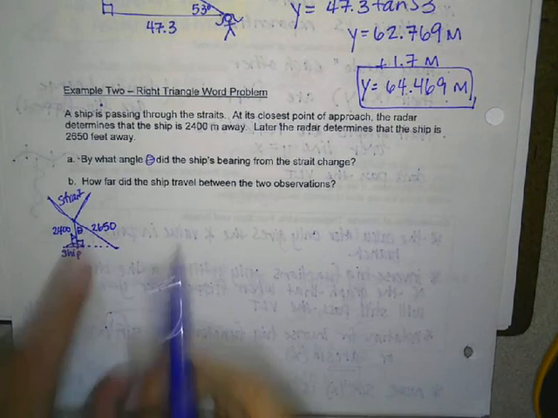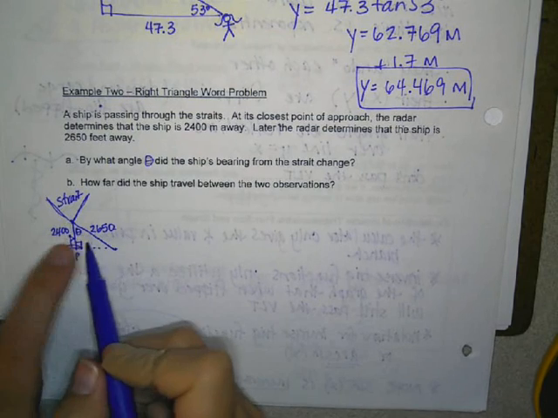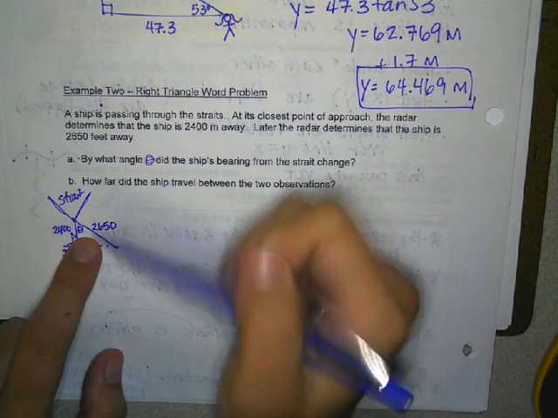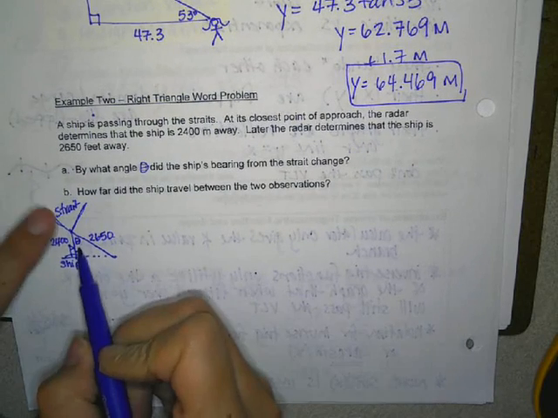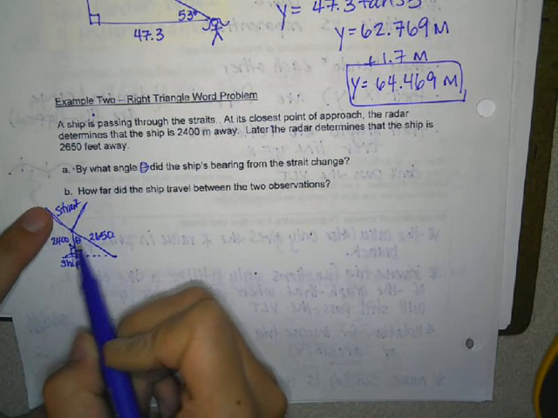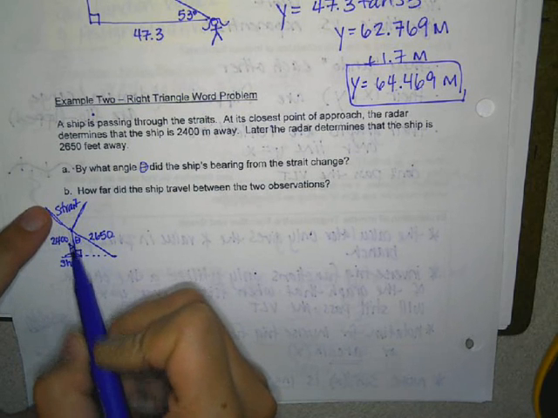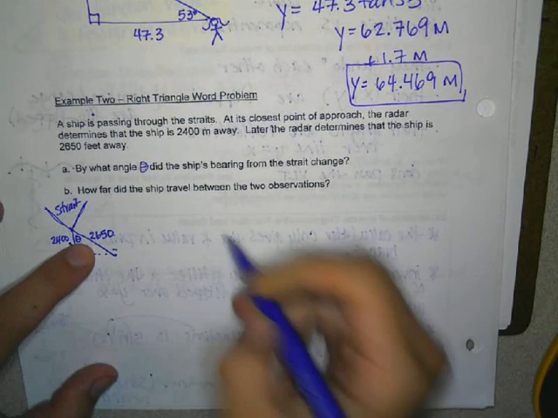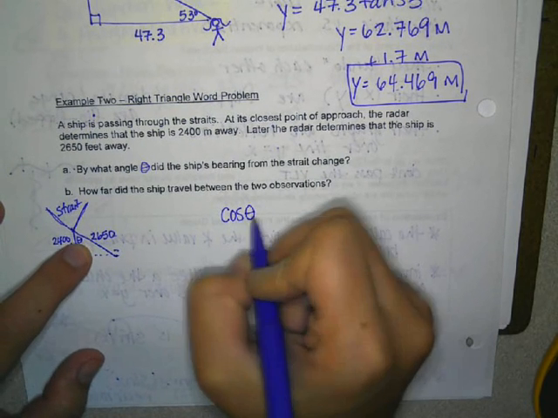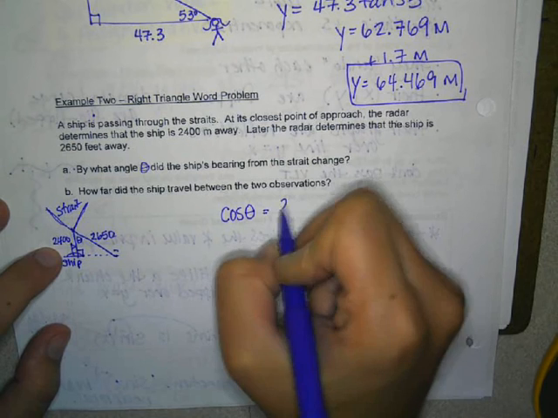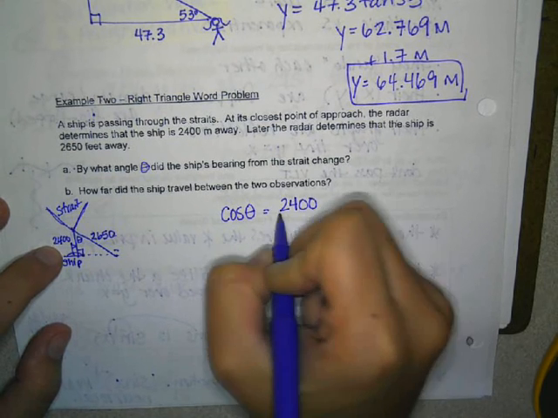Alright, so as long as we have two values and theta, we go back up to here, SOHCAHTOA, and I'm looking for either sine, cosine, or tangent, the one that associates this angle that I'm looking for, the adjacent side, and the hypotenuse. The one that does that is cosine. So I'm going to set up my problem as cosine of theta is the adjacent over hypotenuse.